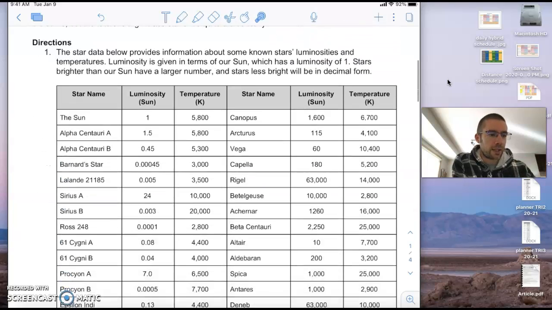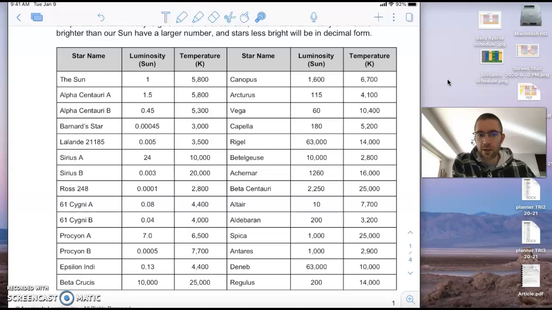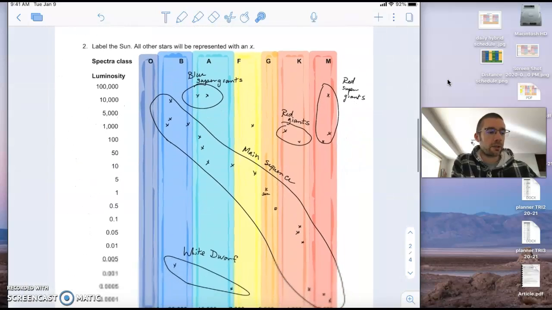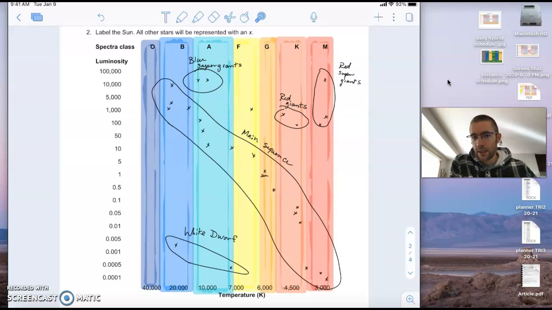So from here, you guys took all of this data from stars, including our sun, the luminosity and temperature, and you were supposed to graph that information. So your graph should have turned out a little bit like this one. Okay, don't get all worried if your x's are in slightly different places than mine, but this is what you were supposed to get. And then from there, you were supposed to take a look at different relationships or patterns that you saw, and then try to group these based on those patterns or those clumps of stars. And then compare it to an HR diagram.